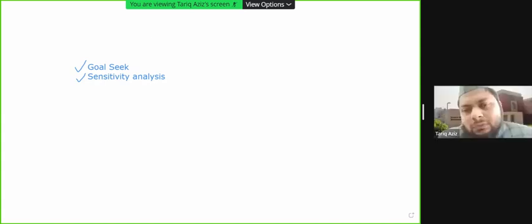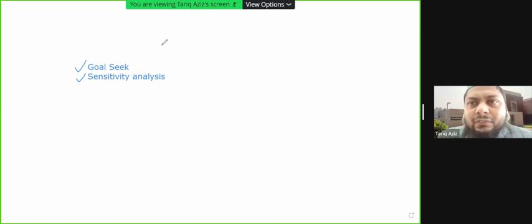Today we are going to learn how to apply these two features of spreadsheet. The first one is goal seek, and the second one is sensitivity analysis. Both are very useful and they have a wide range of applications in all areas.